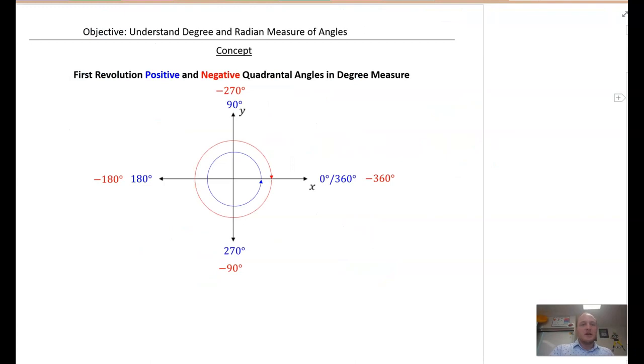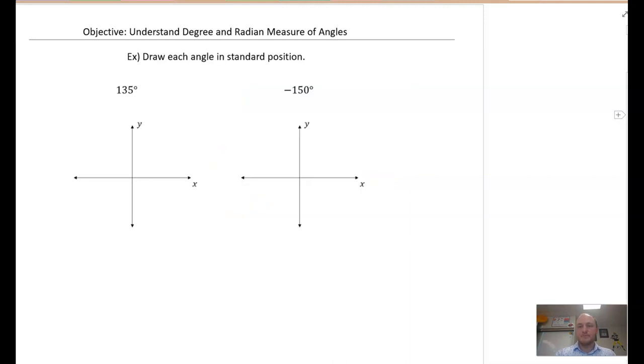Let's talk about revolutions. A revolution is when I spin something around in a circle. Every time it makes one full complete circle, that's called a revolution. Most of the angles that we deal with, at least in this lesson, are going to be in the first revolution. We'll talk about coterminal angles later on. But here are the degree measures for the first revolution.